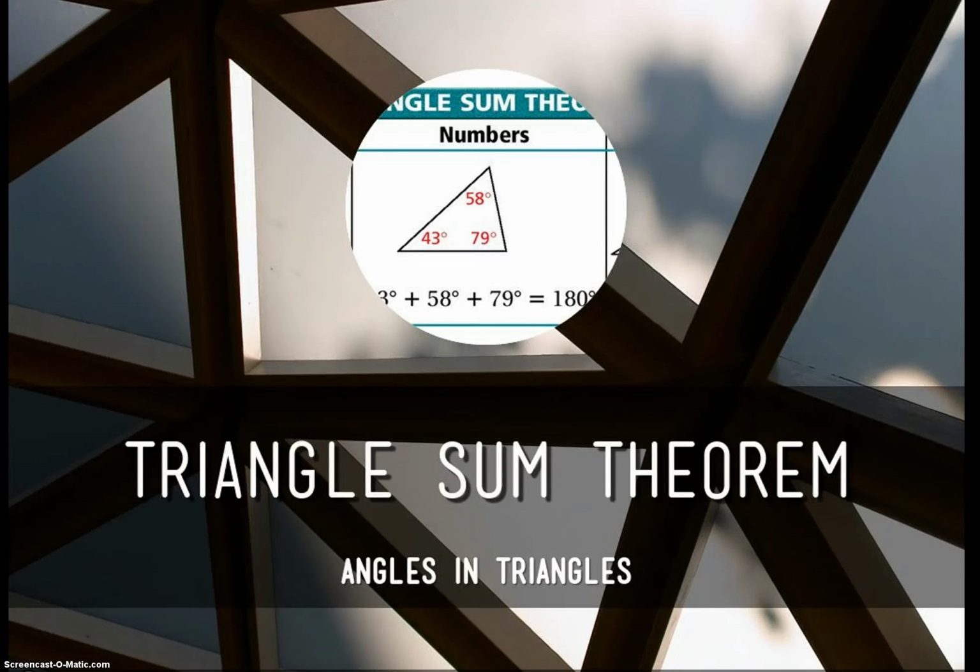Hi everybody, today we're talking about the triangle sum theorem. The theorem is a rule that states the sum of all the angles in a triangle add up to 180 degrees. So today I'm going to prove that for you, review how to name triangles, and then do some practice problems.